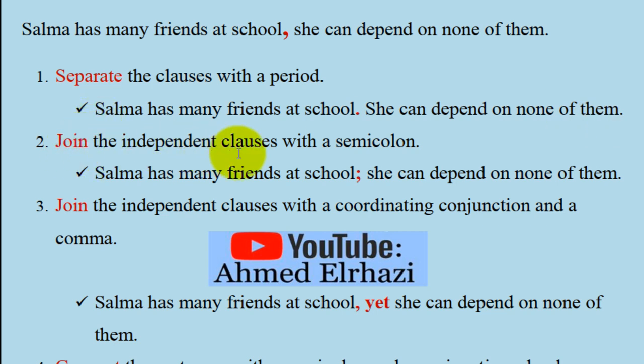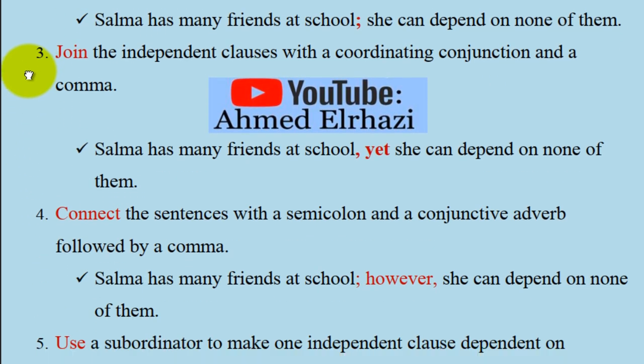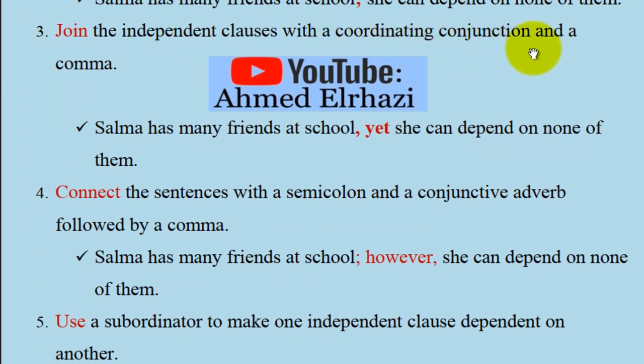Join the independent clauses with a semicolon. Selma has many friends at school; she can depend on none of them. Number 3. Join the independent clauses with a coordinating conjunction and a comma. Salma has many friends at school, comma, yet she can depend on none of them.